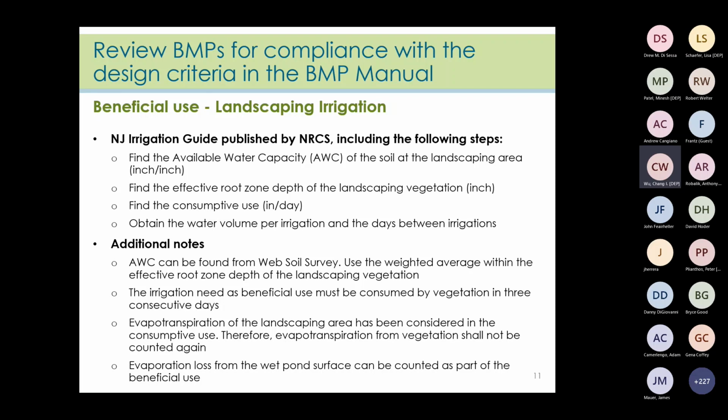So with this information, you know the AWC times the root zone depth times the area of the landscaping area. Then you will be able to find the water volume per irrigation. And from the consumptive use, you can know how many cycles of irrigation during 3 days. So you can estimate whether you want to irrigate twice, then the beneficial reuse for the irrigation would be twice the estimate you have.